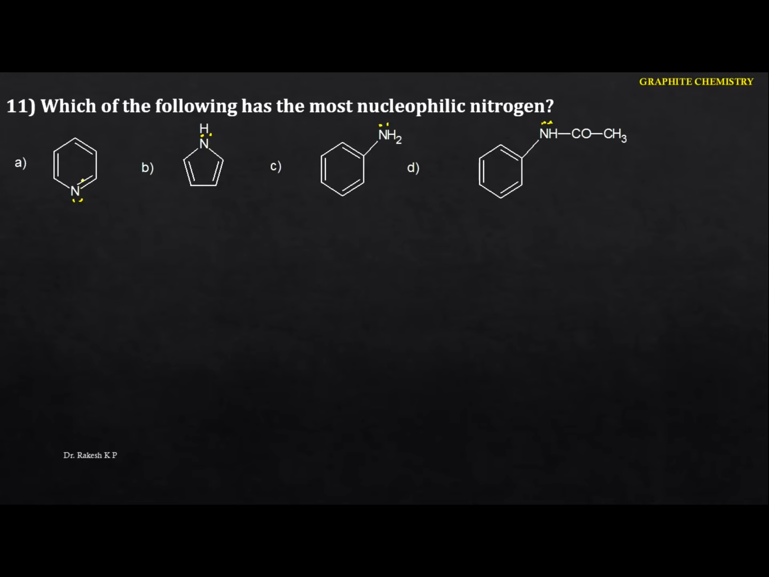Here also we can identify the resonance. See this one. This pi electrons come here, this pi electrons go here. We can identify the resonance, but these electrons remain on the nitrogen atom as it is. But come to this one. If this particular nitrogen is attached to this one, here we can identify the resonance. This lone pair comes here. The electron present on the nitrogen atom is involved in the resonance, hence the electron density on the nitrogen atom is less.